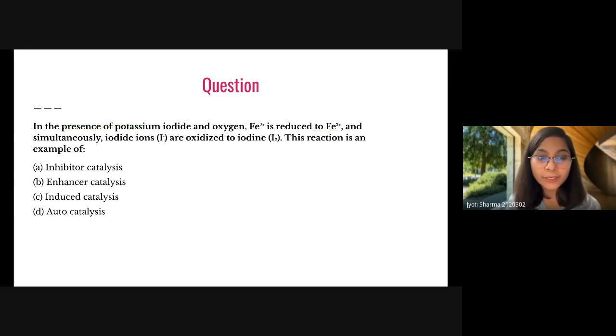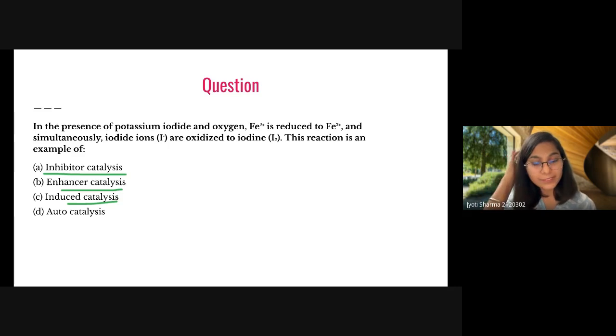We already talked about inhibitor catalysis and enhancer catalysis. Inhibitor catalysts are very similar to a negative catalyst. What is the work of a negative catalyst? To slow down the rate of reaction. Enhancer catalysis will increase the rate of reaction. Induced catalysis, this I will discuss. And autocatalysis we already have discussed: there will be one product, and that product will catalyze the reaction itself.